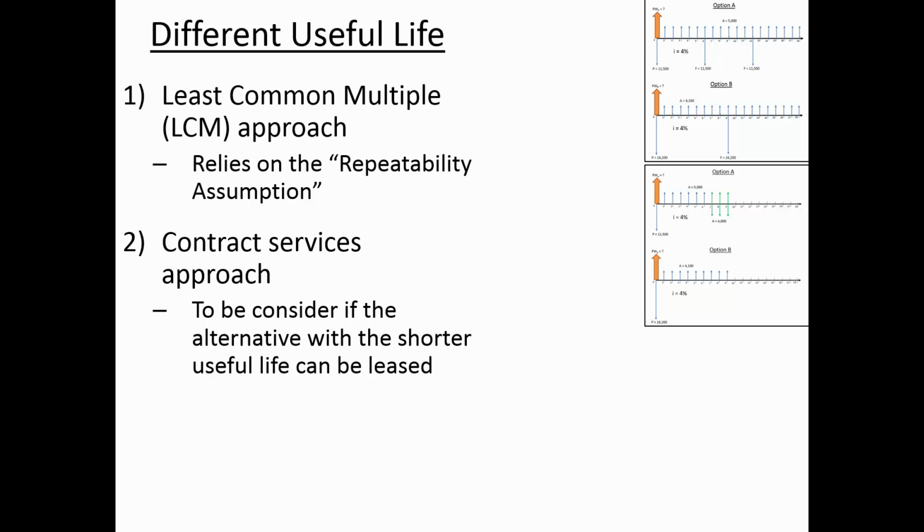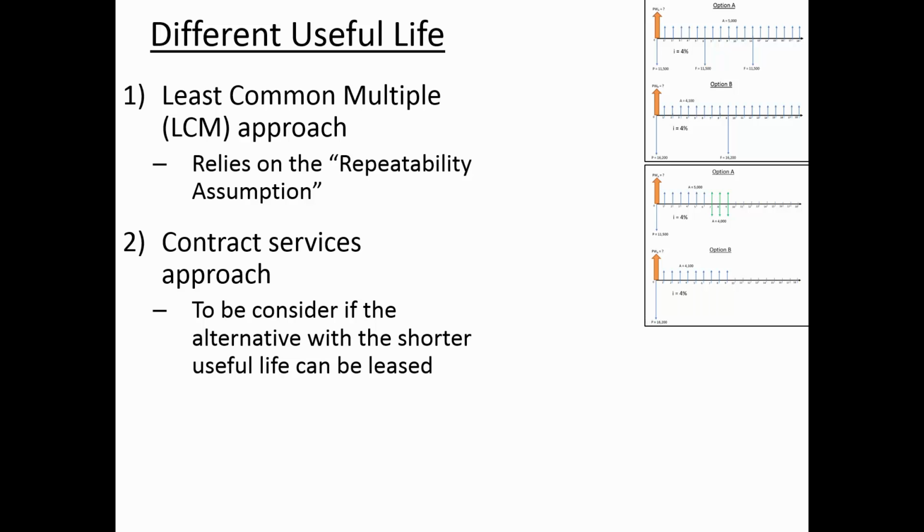Another one of the options we looked at was contract services. In the diagram here, it's a little bit hard to notice the colors on this particular projector, but since option A only lasted for 6 years, we went into the marketplace and found someone who would lease the equipment for years 7, 8, and 9. And so there's a green arrow pointing downwards. Why is it pointing down? Why do we have this downward arrow for years 7, 8, and 9?